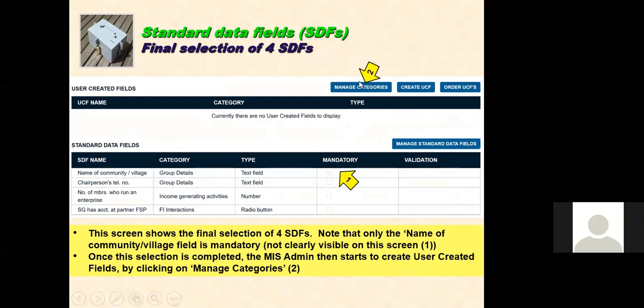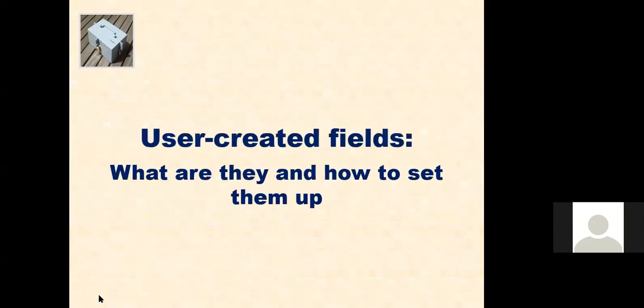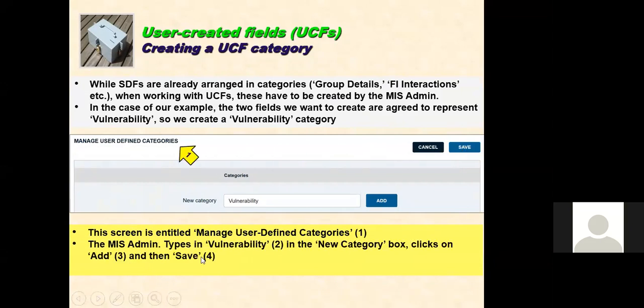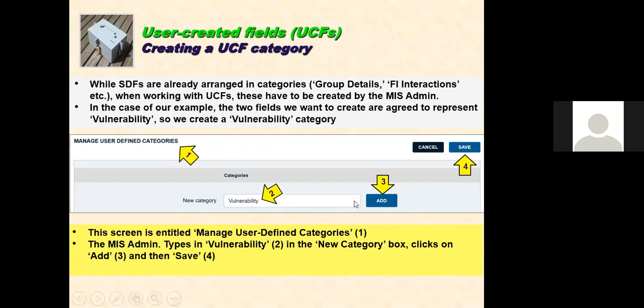Okay, I click on Manage Categories. Now moving forward, when I click on that, I then simply type in vulnerability. This screen is entitled Manage User-Defined Categories. You type in vulnerability in the new category box, click on Add and then Save. That will create the category that you need in which to organize your user-defined fields.